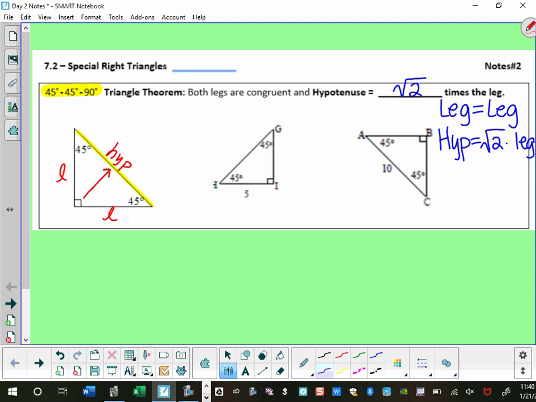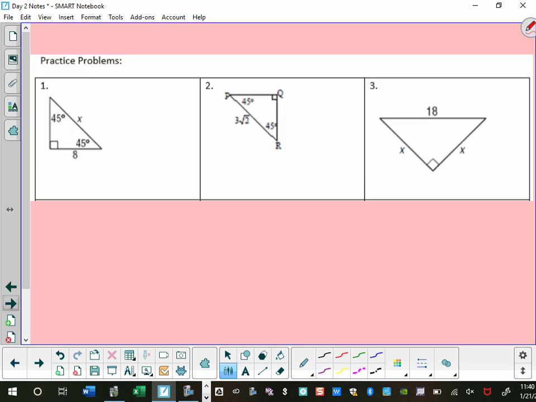So let's look at number 1. I know that my leg equals my leg, so I know that this leg is 8. What is this leg going to be? 8. You have to be able to recognize what's a leg. I thought the leg was 45. A leg can't be an angle degree. Your angle is 45. So this is your hypotenuse. Always label your triangle.